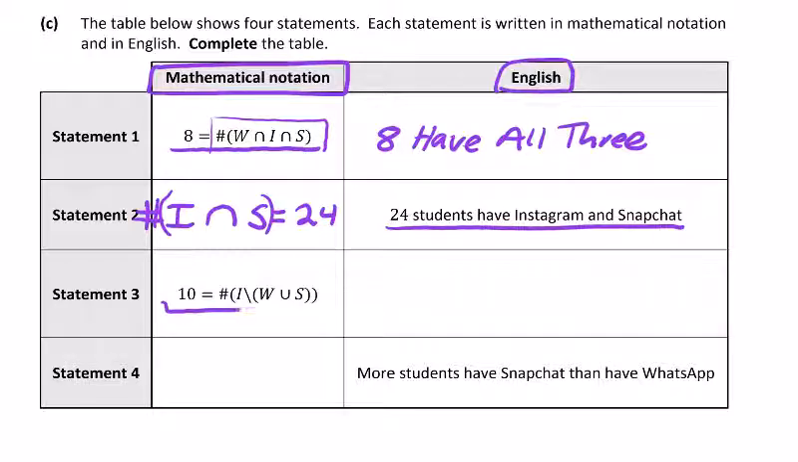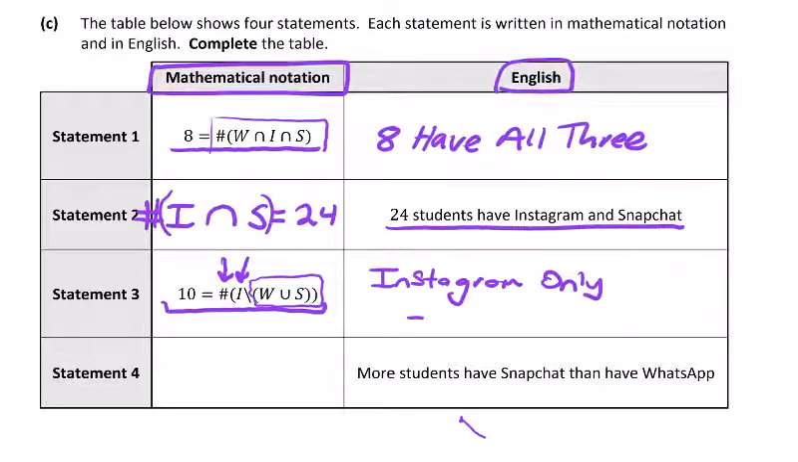Statement 3 looks straightforward. 10 is the number of elements in I less, so we can't have either of these, so this is I on its own, Instagram only, is equal to 10. And statement 4, more students have Snapchat, more, so this looks like greater than have WhatsApp.